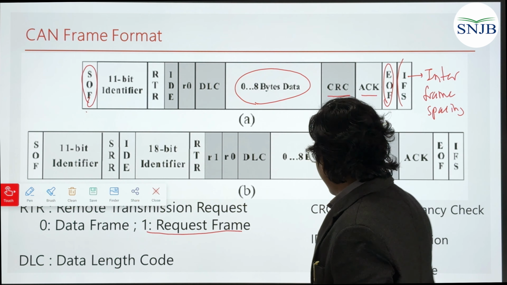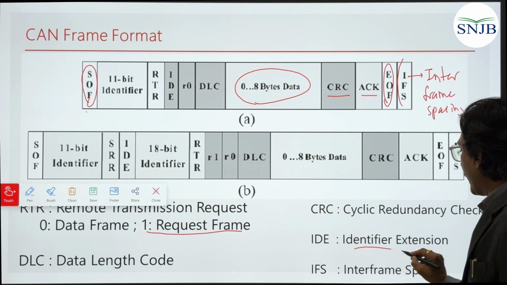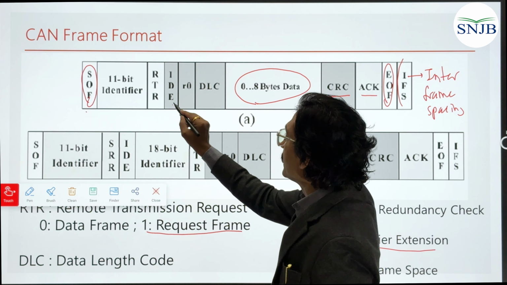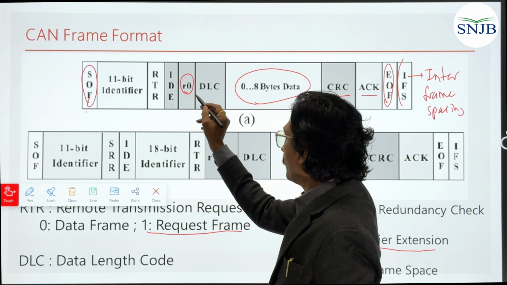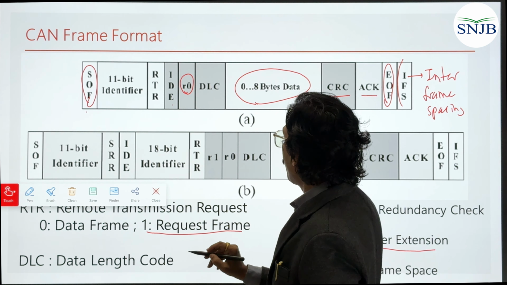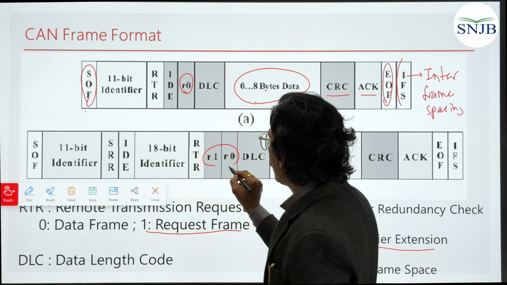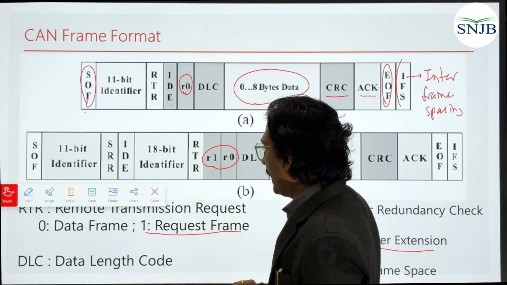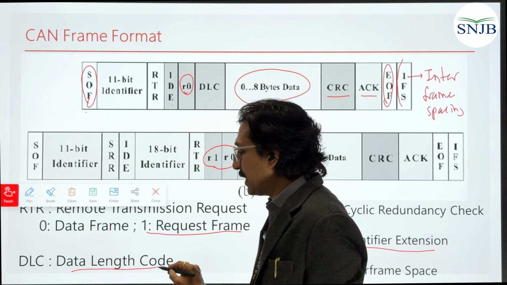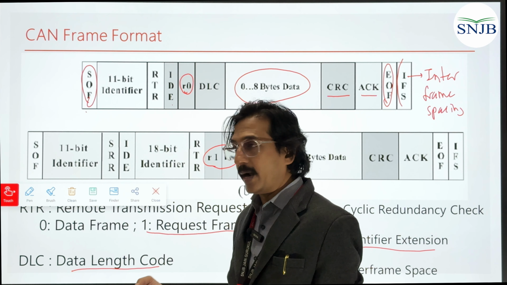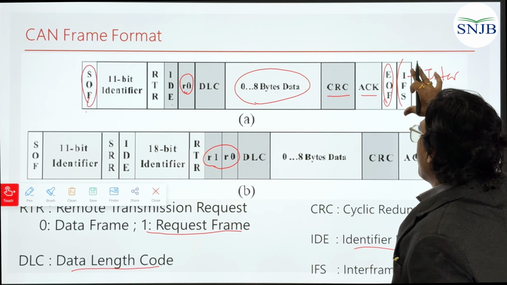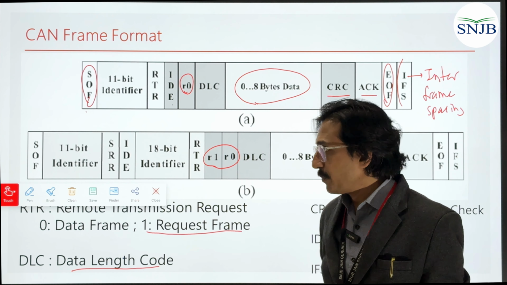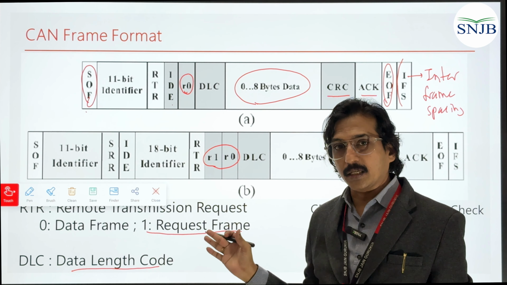This is the identifier. IDE means identifier extension. This is not used in this frame format. R0 is not utilized. Here R1 and R0 are not going to be utilized. DLC is the data length code, that is, what is the length of the data. It is 1 byte, 2 bytes, likewise. So this is about the CAN frame format as far as its transmission is concerned.